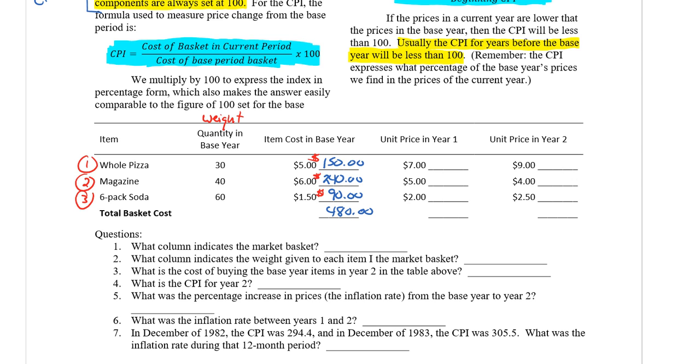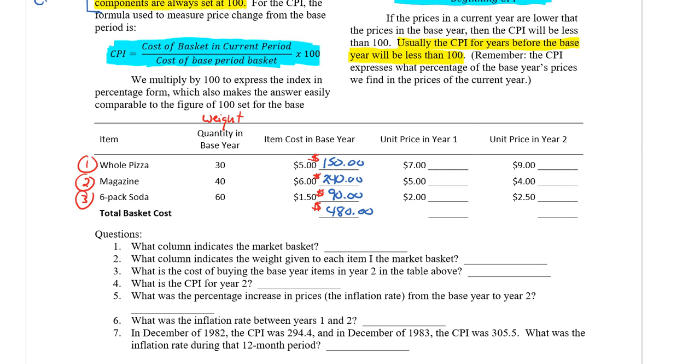So I can find the CPI for the first year, and I can actually do this in my head. The cost of my basket in the current period will be $480. The cost of the basket in my base period, and I should define the base period: the base period is the year that we're using to see how much our prices have changed since that period of time.